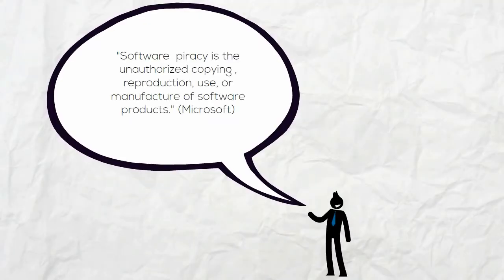What is software piracy? To better understand software piracy, we can separate the two terms. Software can be defined as a set of machine instructions that command a computer to execute a task or an operation. Piracy refers to unauthorized duplication, reproduction, or use of copyright material. So, as stated by Microsoft, software piracy is the unauthorized copying, reproduction, use, or manufacture of software products.